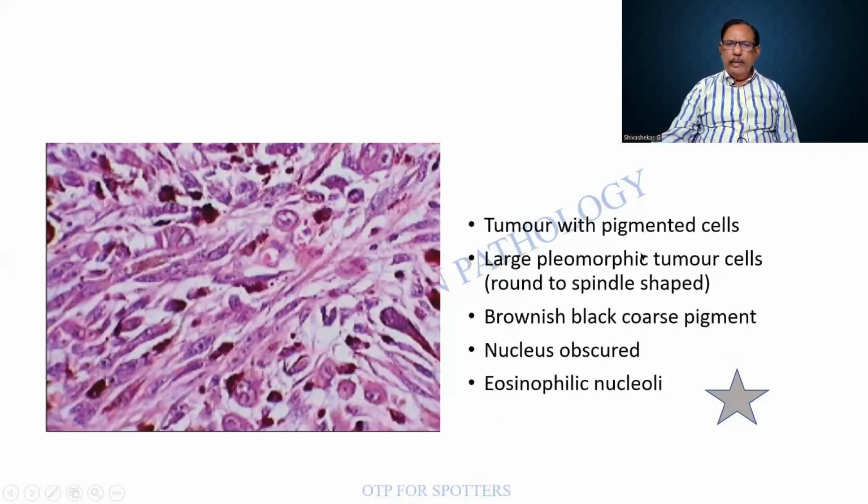So, tumor with pigmented cells, large pleomorphic tumor cells, which are round to spindle shaped, brownish black coarse pigment, and nucleus is obscured. In some cells, I can find eosinophilic nucleoli. So the diagnosis is malignant melanoma. You may or may not see the epidermis in the field that is focused. That brings us to the end of this session also.